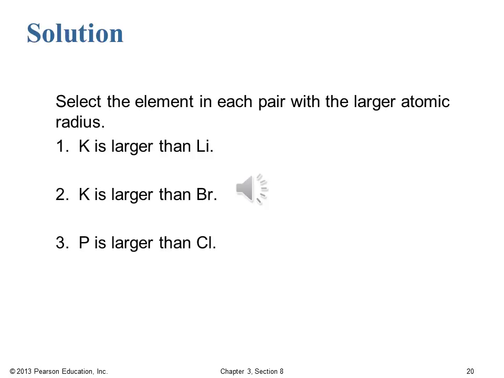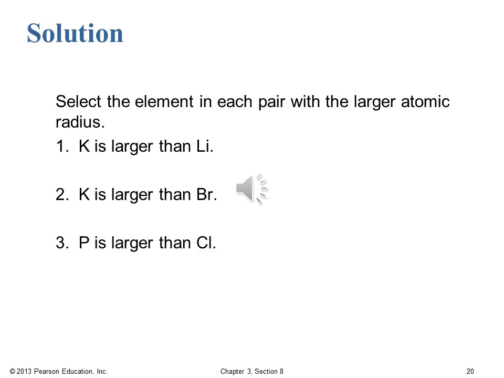Okay, so the first one was hopefully an easy one. Potassium's further down in the same group and therefore is the better selection. So potassium is larger than lithium. For number 2, potassium and bromine are in the same period of the table, but since potassium is further left, it would be the larger atom. And then finally, for the third option, we have phosphorus and chlorine, also both in the same period, relatively close together, but phosphorus is just a little bit to the left, and being to the left in the same period obviously means we would expect it to be the larger atom. So phosphorus is larger than chlorine.